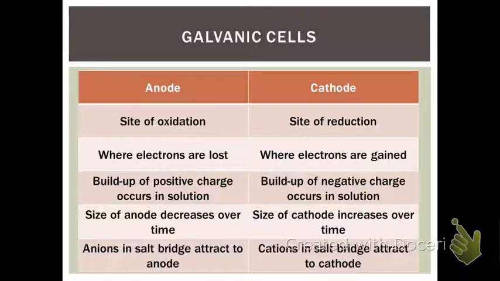In the salt bridge, because there's a buildup of positive charge, the anions in the salt bridge go towards the anode to try to counteract that positive charge buildup. And at the cathode, the cations are attracted to the cathode because they're trying to counteract the buildup of negative charge in the solution. They are attracted to that negative. So it's nice and easy. Anodes attract anions and cathodes attract cations.